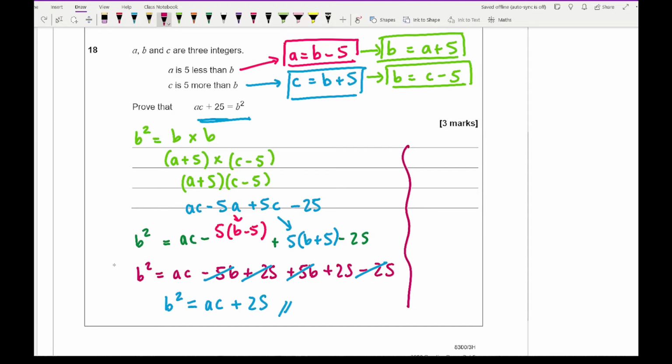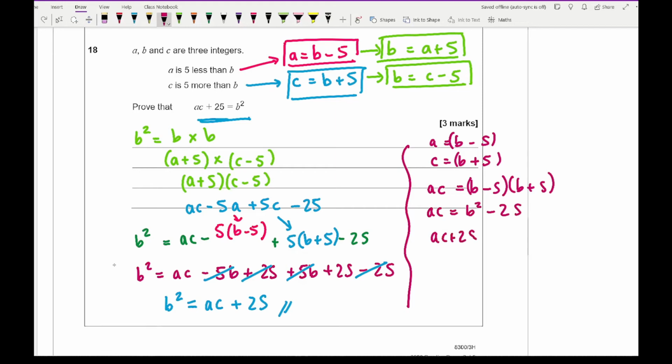So an alternate way you could have done is if I used A equals B minus 5 and C equals B plus 5, then if I want to work out what AC is, I multiply these 2 things together. So I get B minus 5, B plus 5. So AC equals, now hopefully from this you would have spotted that this is going to be a difference of 2 squares. So from this what we've got is B squared minus 25. Do a bit of rearranging and I get AC plus 25 equals B squared, which is what they wanted me to show.